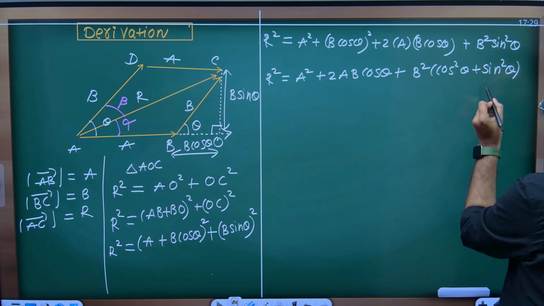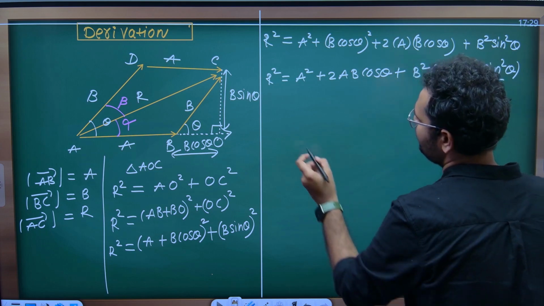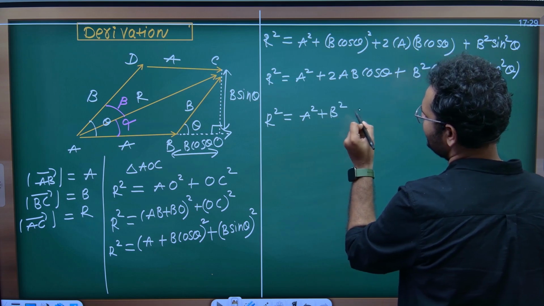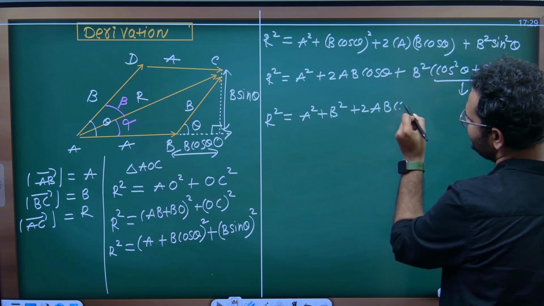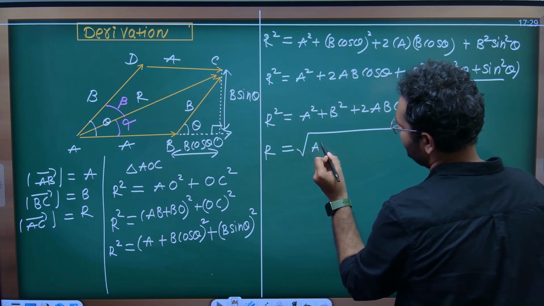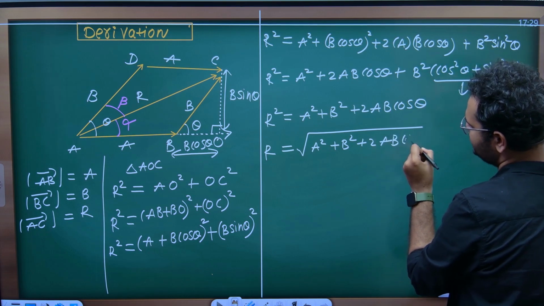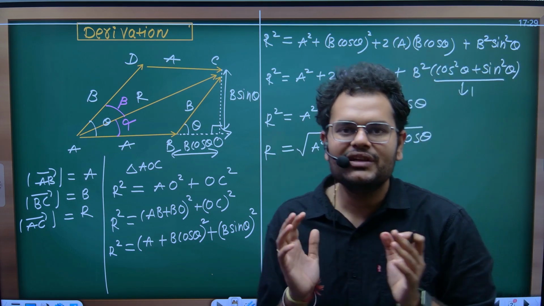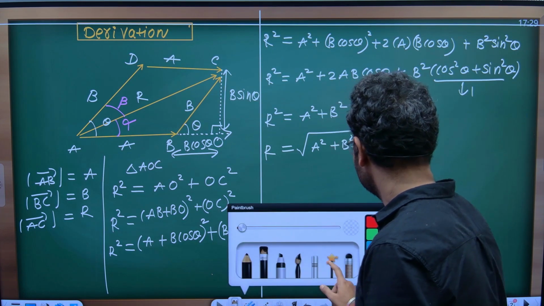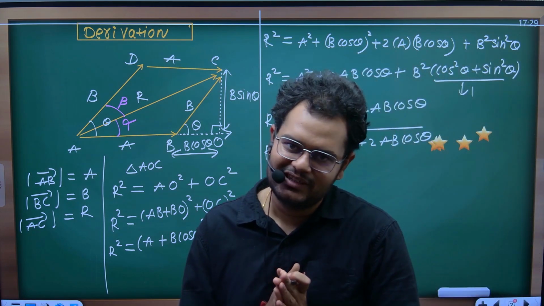Excellent. So what is the value of cos square theta plus sin square theta? Sir, it is 1. We know it universally. So I will get r square is equal to a square plus b square plus 2ab cos theta. That means my r is equal to under root of a square plus b square plus 2ab cos theta. You need to remember this formula. This formula is very important for us, because this gives us the magnitude of the resultant, the length of the resultant.